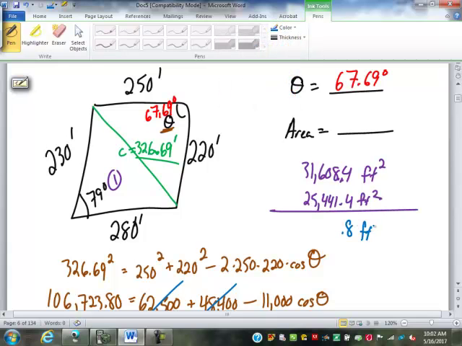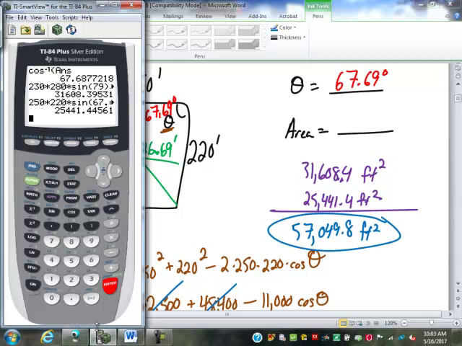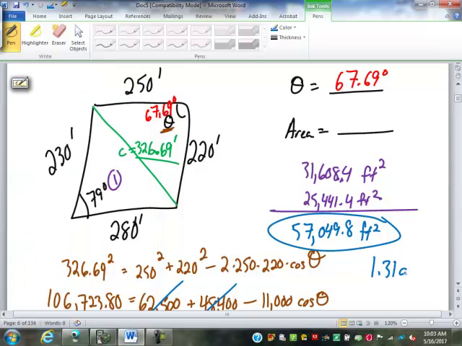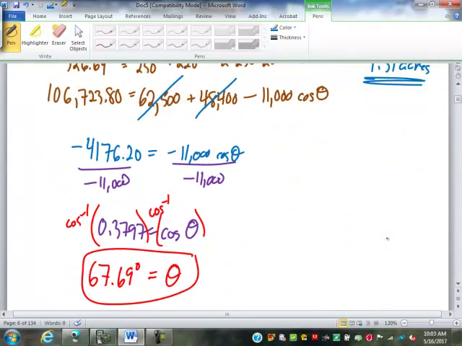Yeah, give me just a second here. So 57,049.8 square feet. There's our area. Or if I wanted it in acres, I've got the 57,049. I'm going to divide by 43,560 square feet per acre. So it's 1.31 acres. Okay, we'll get down there for you. There you go.